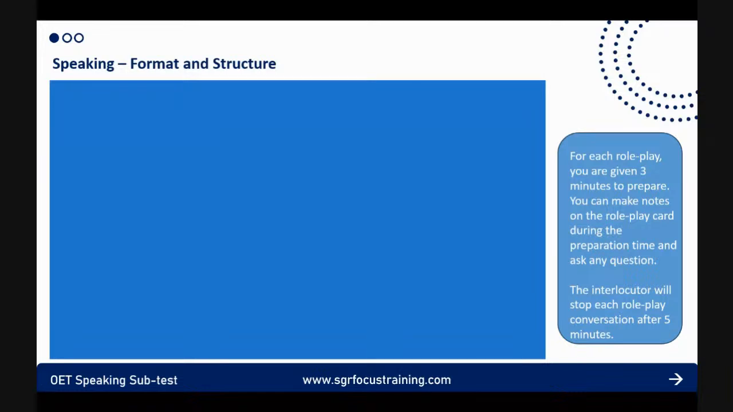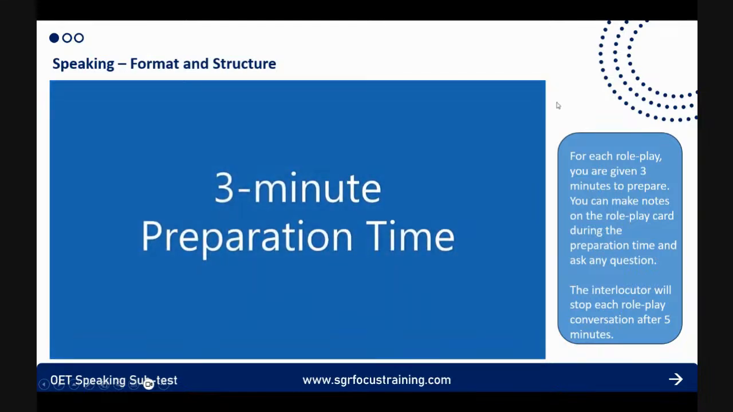Your interlocutor will stop every role play after 5 minutes. So don't worry whether you think that you've been talking too much, because once the 5 minutes has been reached, this will stop. So your focus for the moment is the 3 minutes of preparation. So let's have a look at what it means.